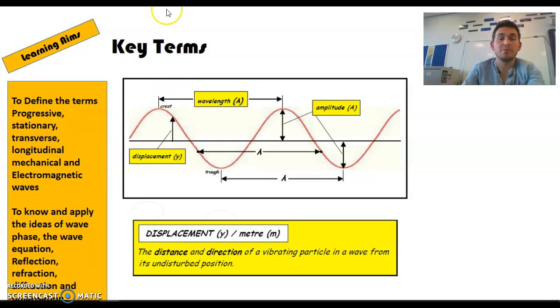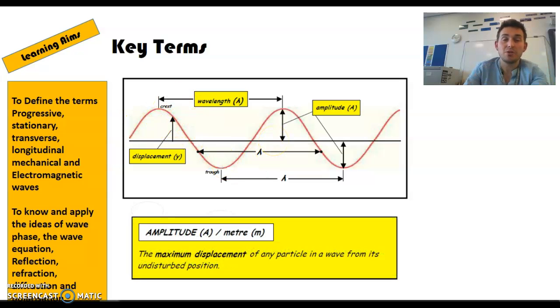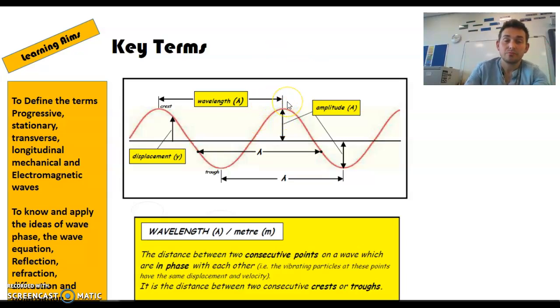So yes, displacement. This one here. The displacement is the distance and direction of a vibrating particle in a wave from its undisturbed position. So it's basically how far up from there and in what direction. So positive is up, negative is down. It's how far up any particle in the system is being displaced during a wave cycle. Amplitude is the maximum value of displacement of a wave, which is these peaks here, or the troughs, in magnitude only.